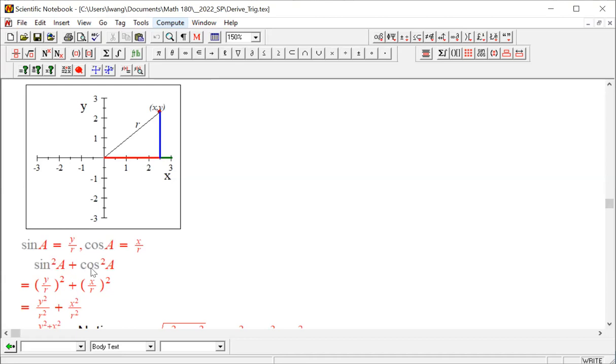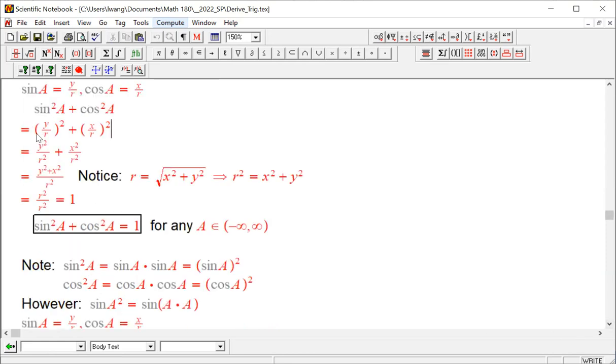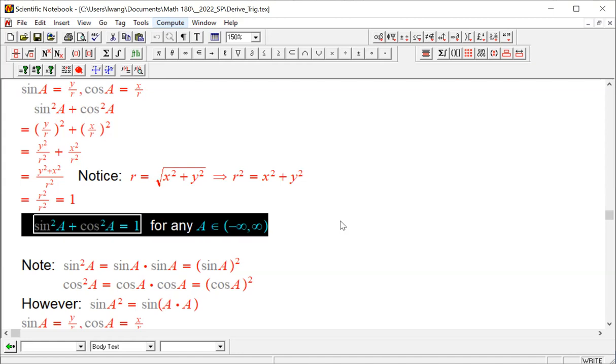Sine squared plus cosine squared of any angle. They're the same angle. And it equals, we plug in, we square both sides, both top and bottom, and we add the numerators. Because r is defined this way, therefore r squared equals x squared plus y squared. As a result, the sine squared of an angle plus the cosine squared of the same angle is equal to 1 for any angle.